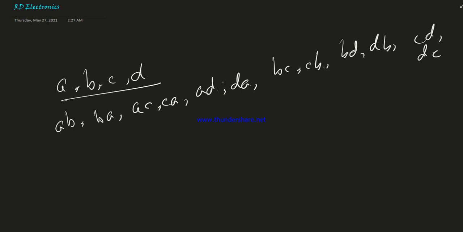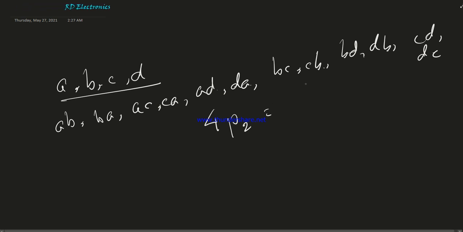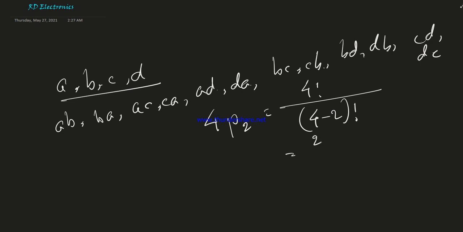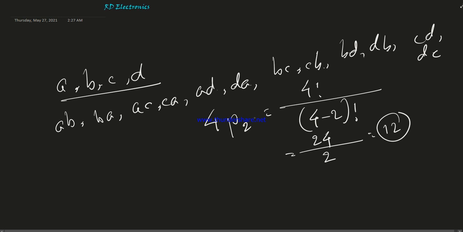Symbolically, it is represented by the formula 4P2, that is equal to 4 factorial divided by (4 minus 2) factorial, that is 2 factorial. 4 factorial means 24 and this is 2 factorial, so the answer is 12. So this is called the permutations.